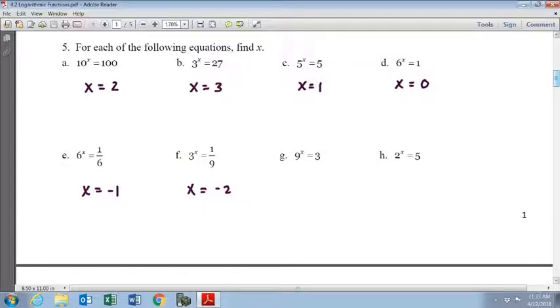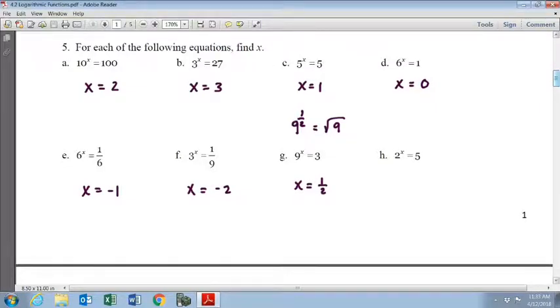And something we learned in the past was that if you have something to the 1/2 power, that's equal to the square root of that base. And in fact, that'll work here because the square root of 9 is 3. So 9 to the 1/2 power would be 3. So x is 1/2 here.